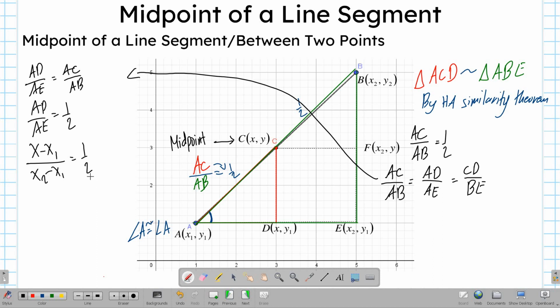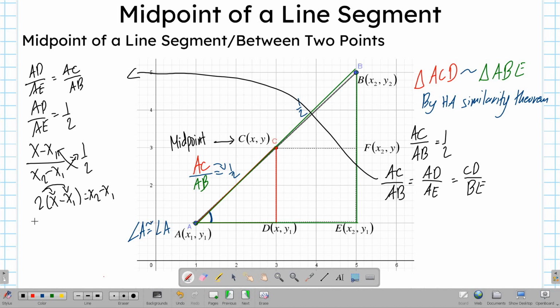So, from here, we now manipulate this equation and solve for the value of x, which is this x coordinate here. From there, we can cross-multiply. Therefore, we're going to have 2 times x minus x sub 1 is equal to 1 times x sub 2 minus x sub 1. I won't write that 1 anymore.